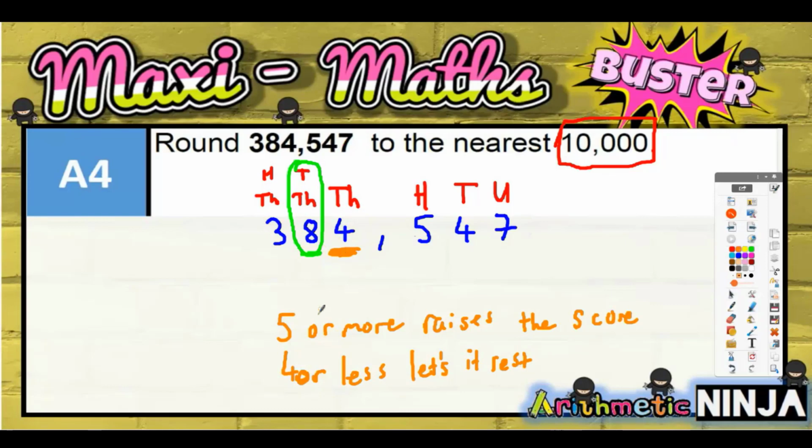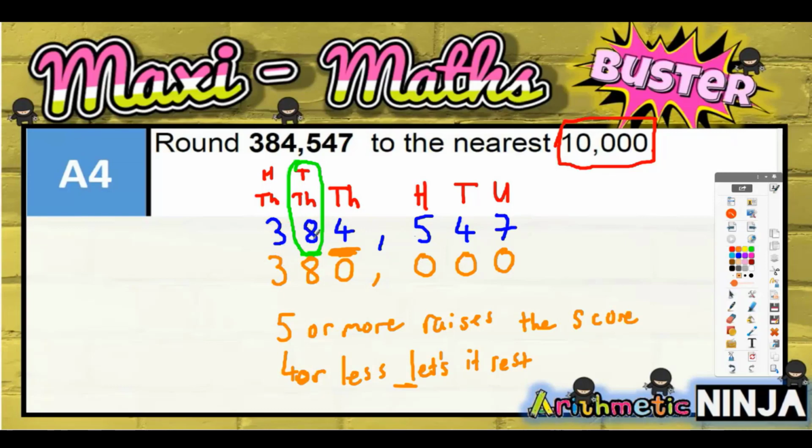So this 4 is 4 or less, so it lets the 8 rest. So the 8 rests on 8. It stays as an 8 because this is 4 or less. The next digit is 4 or less. And then what happens then is easy. The rest of the digits after the 8 change to zeros. So the 4 goes to a 0, the 5 goes to a 0, the 4 goes to a 0, the 7 goes to a 0, and you can put your commas, that's 80,000. And the number in front of the 8, which is a 3, stays as it is. And that leaves you with a final answer of 380,000.